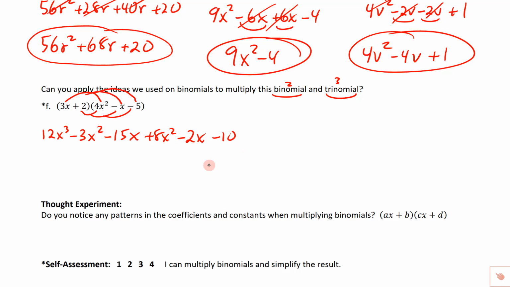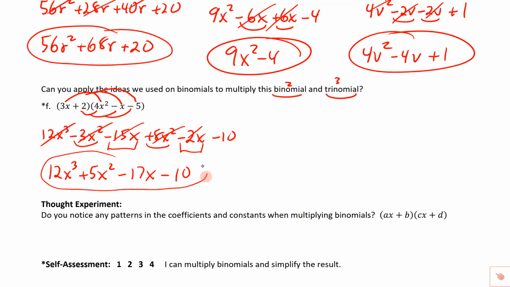Now we just want to simplify. There's only one x cubed term. It's right there, so this is going to be 12x cubed, so we're done with that one. We do have a couple of x squared terms, so negative 3x squared plus 8x squared is going to be plus 5x squared. Done with those. We've got a couple of x terms, so that's going to be negative 17x when we put the negative 15x and the negative 2x together. Done with those, and then finally that constant at the end. So we end up with a very long, ugly polynomial. We've written it in descending order. Notice the exponent goes from 3 to 2 to technically a 1 right there, and then the constant at the end.